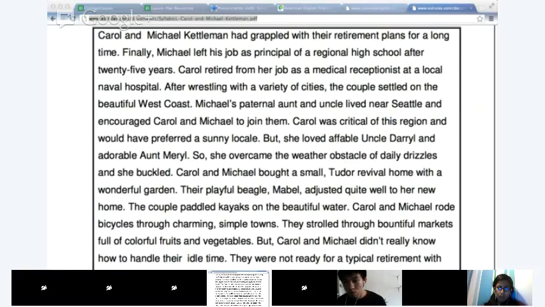So, okay, now who wants to be really super brave and read 3 of these sentences in a row? Okay, Tatiana, you had your hand up first. Go ahead, read the first 3 sentences, Tatiana.